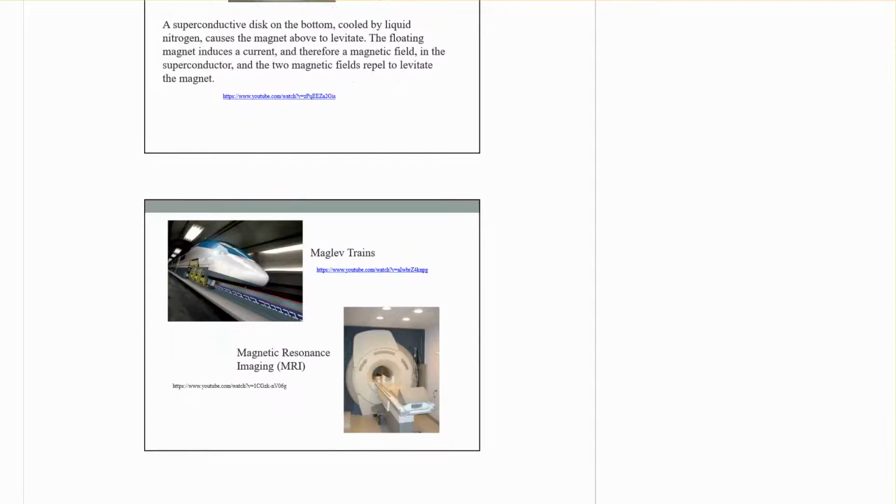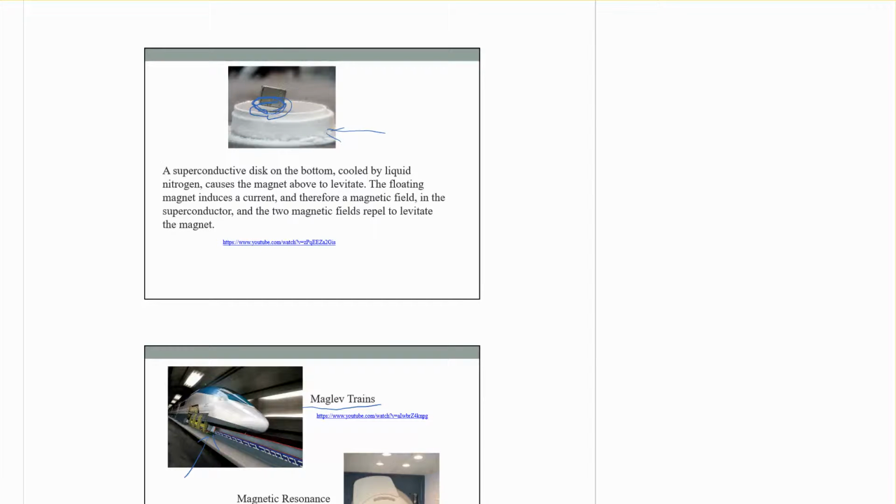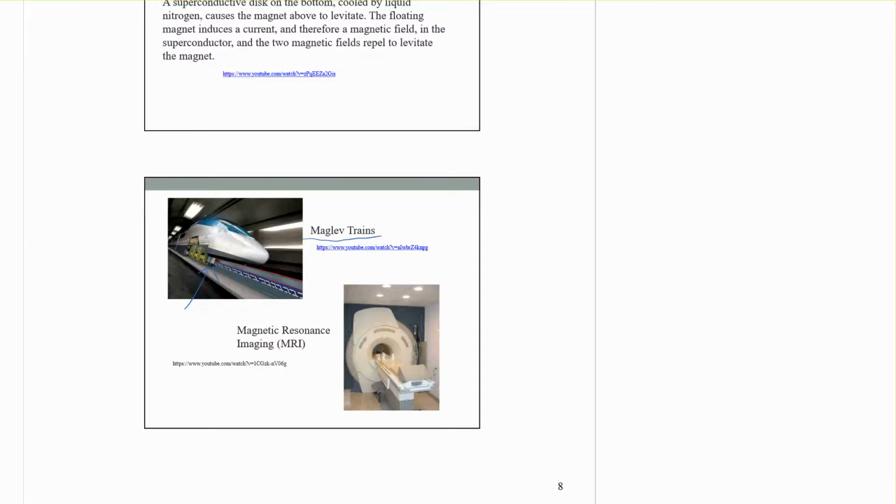We can use something like maglev trains, where trains actually hover on magnets. Right now we can do this with just magnets, but they have to be electromagnets to be strong enough, and that again takes a lot of electricity. But if we could make some superconductor that worked at room temperature, then we could have maglev trains that just floated without any extra energy. We wouldn't have to make our own magnets or any of that stuff that uses a lot of energy. You could also have perfect hoverboards. That'd be cool, right?